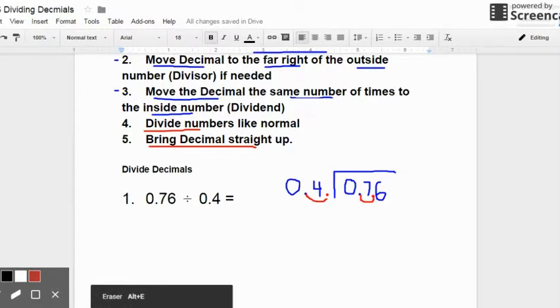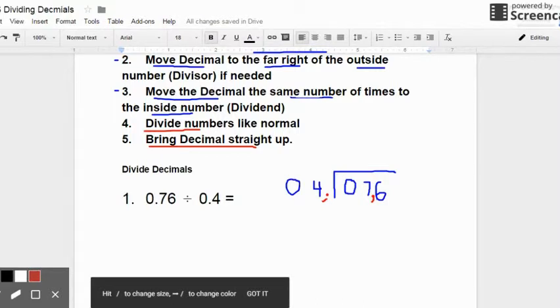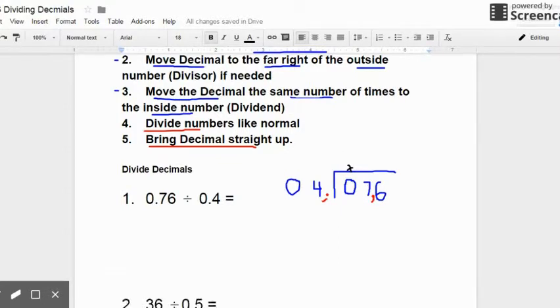Now we can clean this up. I have to take the eraser and clean up the old decimal and the lines, because now all we have is 4. This is a whole number of 4 going into 7.6. So let's go ahead and do the division. 4 can't go into 0, so we can put an X there. 4 can go into 7 once. So let's go ahead and put it there.